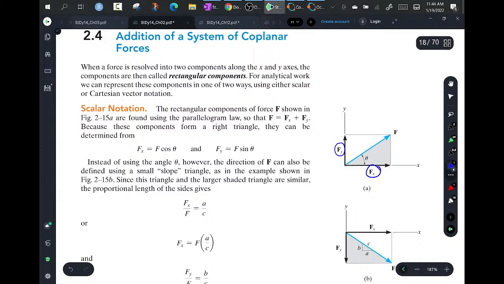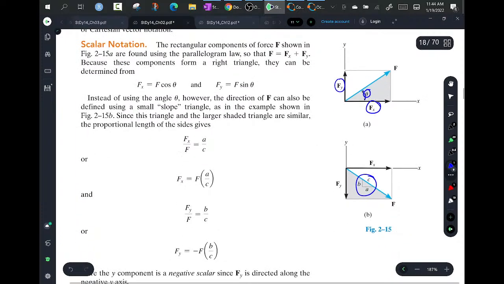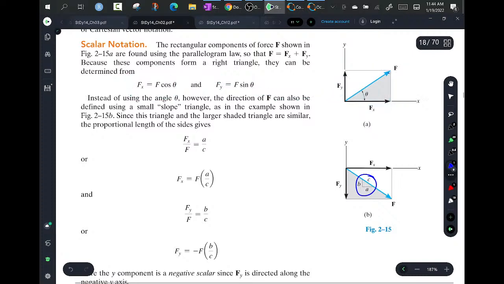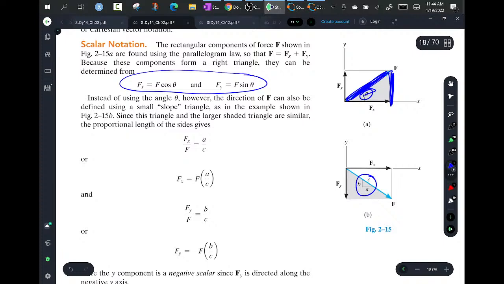You have two ways to determine that. You could be given the angle, or you could be given the slope like this. Take a look real close. This one's pretty normal. Fx is equal to F times cosine theta, and then Fy is equal to this distance, which is F sine of theta. So you take this distance times the sine of theta, and it gives you that distance. You get the x and y components that way.